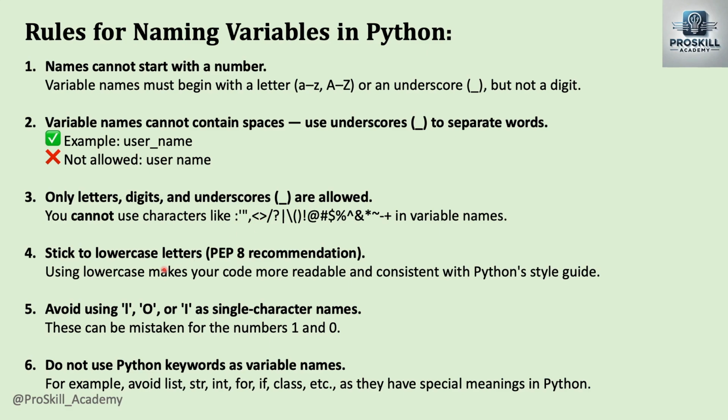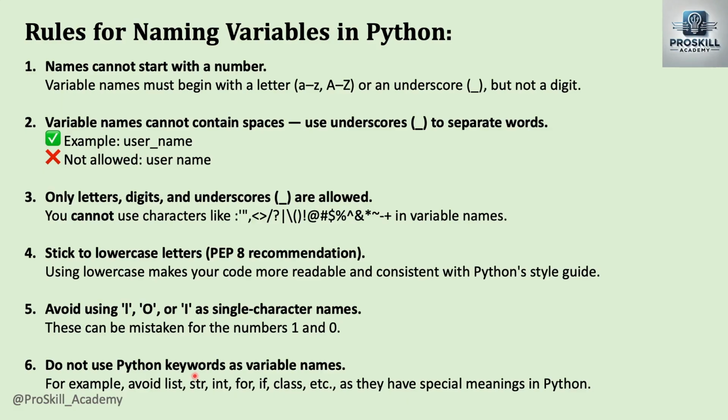Now, it's a good recommendation that we should always stick to lowercase letters. There is a PEP 8 Python naming recommendation. It's always a guideline that we use lowercase letters because it gives us better readability. Now we should avoid certain letters while naming variables, for example, capital O, small letter l or capital I, because these are commonly confused with numbers 1 and 0 and it can give you bugs in your code.